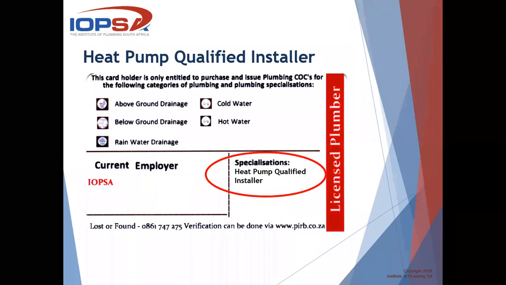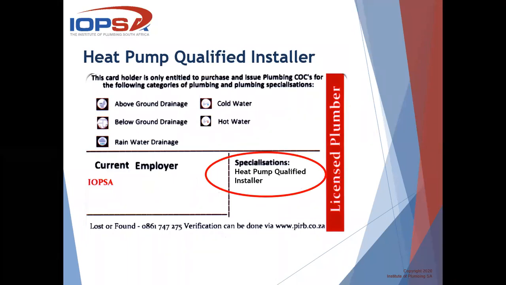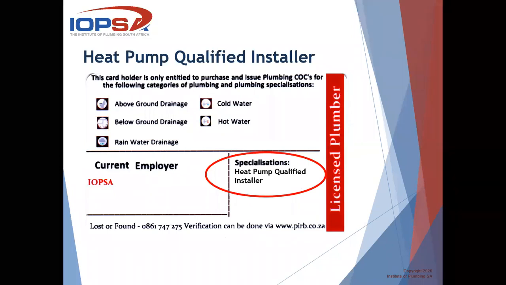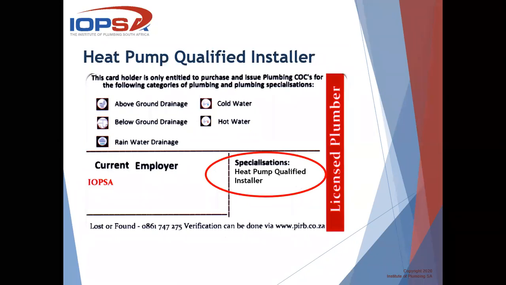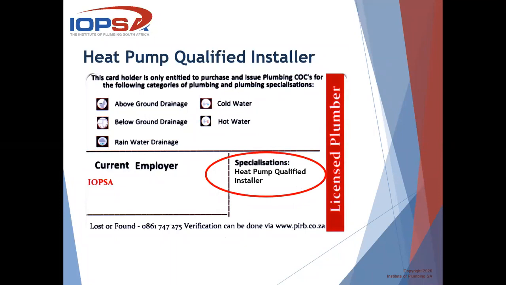And once again, on the back of your registration card, you will see the same thing as for solar water heating. Normal plumbing functions like the licensed plumber, and then the specialization indicated as heat pump qualified installer. You can obviously also have both the heat pump and the solar water heating specializations, and they will then both be indicated on the back of the card.